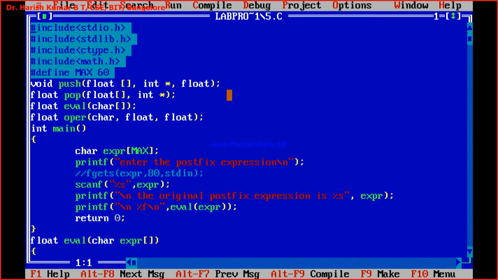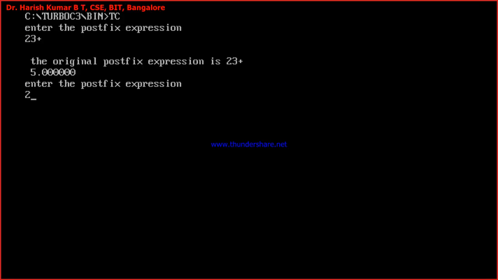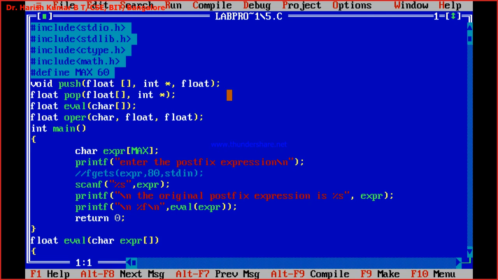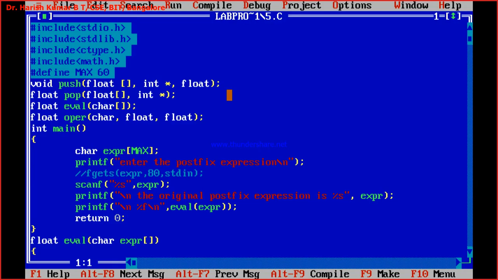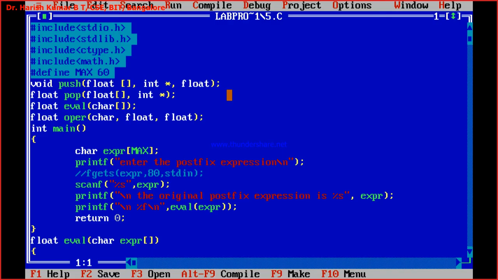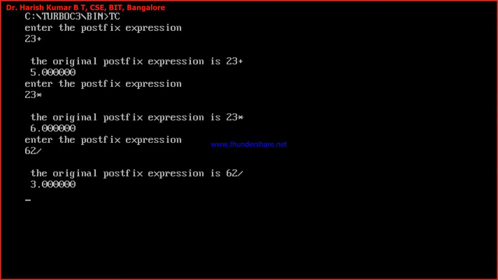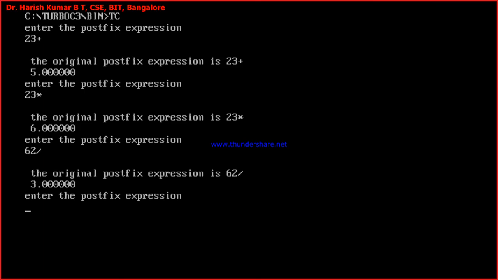Okay, I'll run again. So 2 3 star. Simple examples I'm doing. 2 into 3 is 6. Again Control F9. 6 2 divided by. So 3. Again I'll do Control F9. Simple expressions I'm entering.